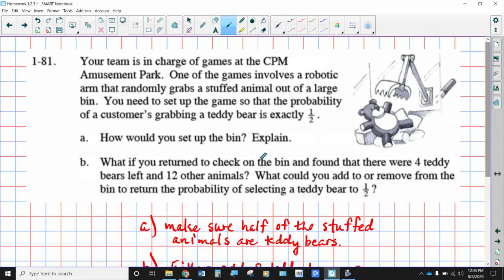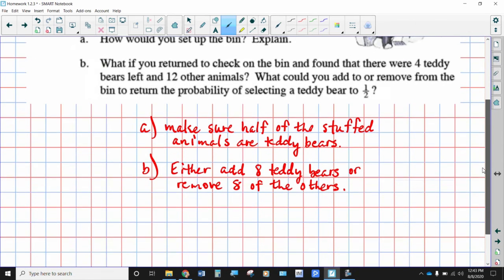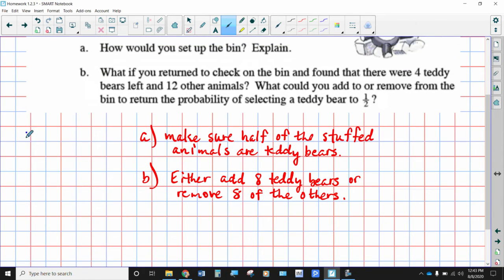So what if you returned to check on the bin and found that there were 4 teddy bears left, but 12 other animals? So the teddy bears are the desired, right? And we've got 12 other animals, and the common mistake students will make is to put a 12 in the denominator for the total. But that doesn't say there are 12 total animals, it says 12 other, meaning there's 12 other animals in addition to the 4 teddy bears, meaning there are 16 in there. So right now, this is a 25%. This is 1/4. And you need to make changes to get it back to 1/2 or 50% teddy bears.